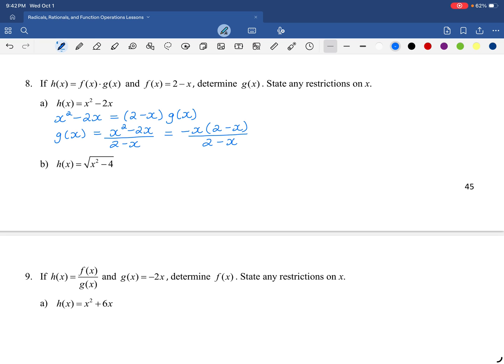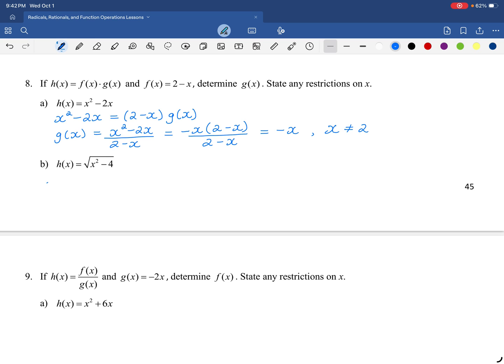Okay, so now that common factor, therefore I could simplify one more time, but then wait a minute, I do have to state the restriction. What is the restriction here? Well, x cannot be a 2. So it's okay to simplify it all the way to the end, but we have to make sure we're stating that restriction.